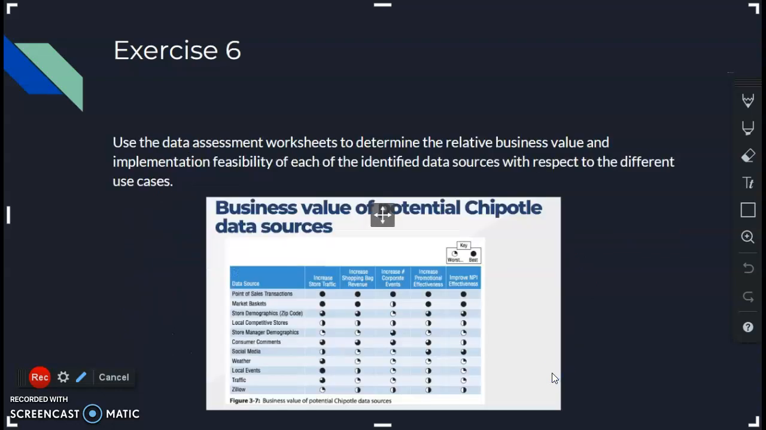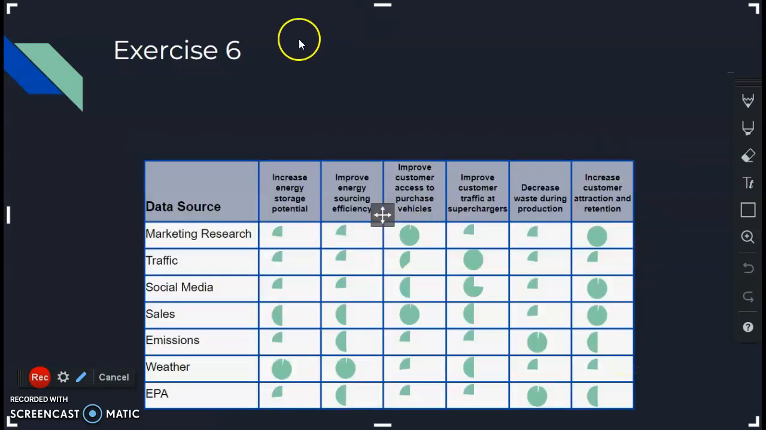All right, on to the next exercise. We were asked to use the data assessment worksheets to determine the relative business value and implementation feasibility of each of the identified data sources with respect to the different use cases. So here we created this chart. Up here you can see each of our identified use cases, and down here each data source mentioned in the previous exercise. So as the pie chart fills up even more, that indicates that that data source will make it feasible to complete that specific use case.